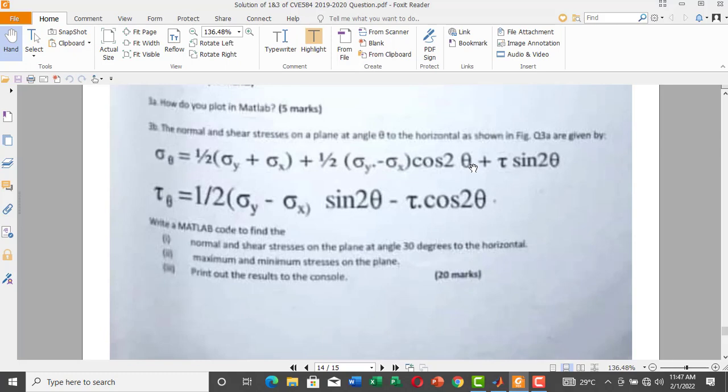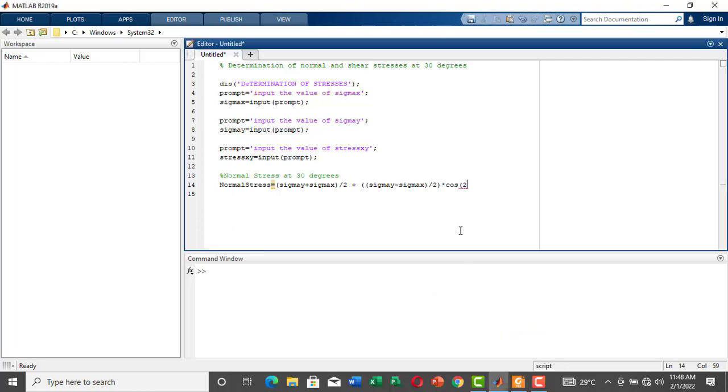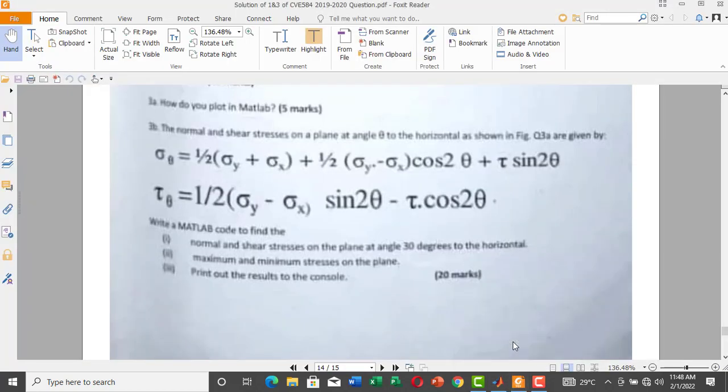When you want to multiply two things, you have to put them in the parentheses. So 2 times theta. What's theta? Theta is 30 degrees. There's no degree here, you work with radians. When you convert 30 degrees to radians, that will be pi over 6. So that will be 2 multiplied by pi over 6. So that's cos of 2 multiplied by pi, divided by 6. Then you close the parenthesis.